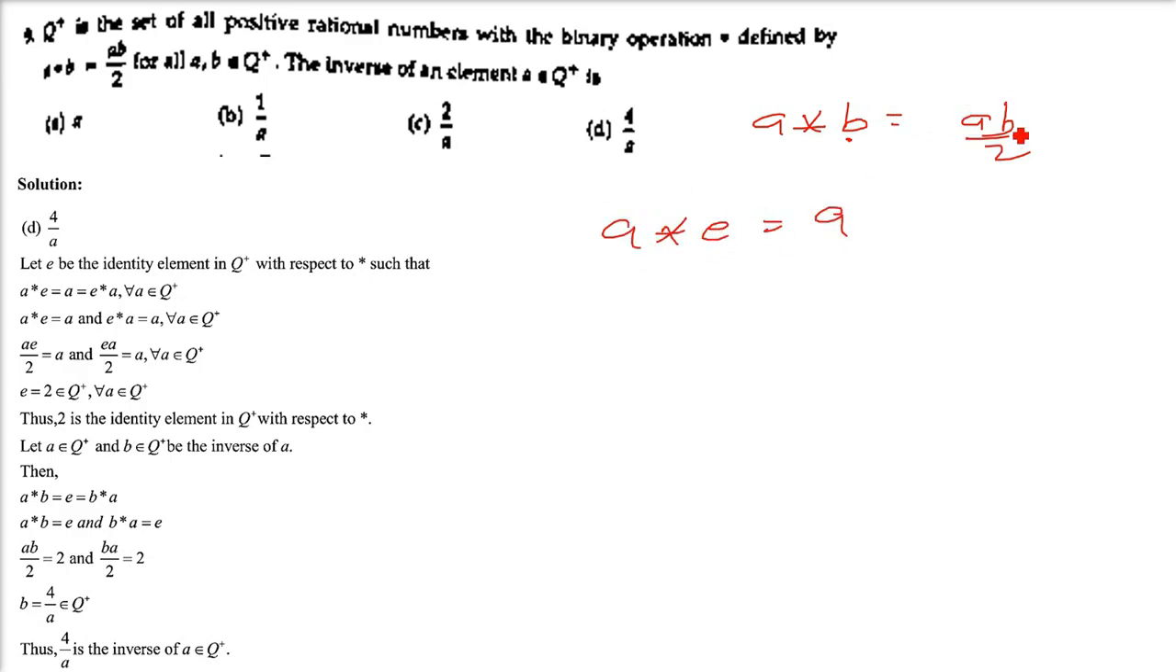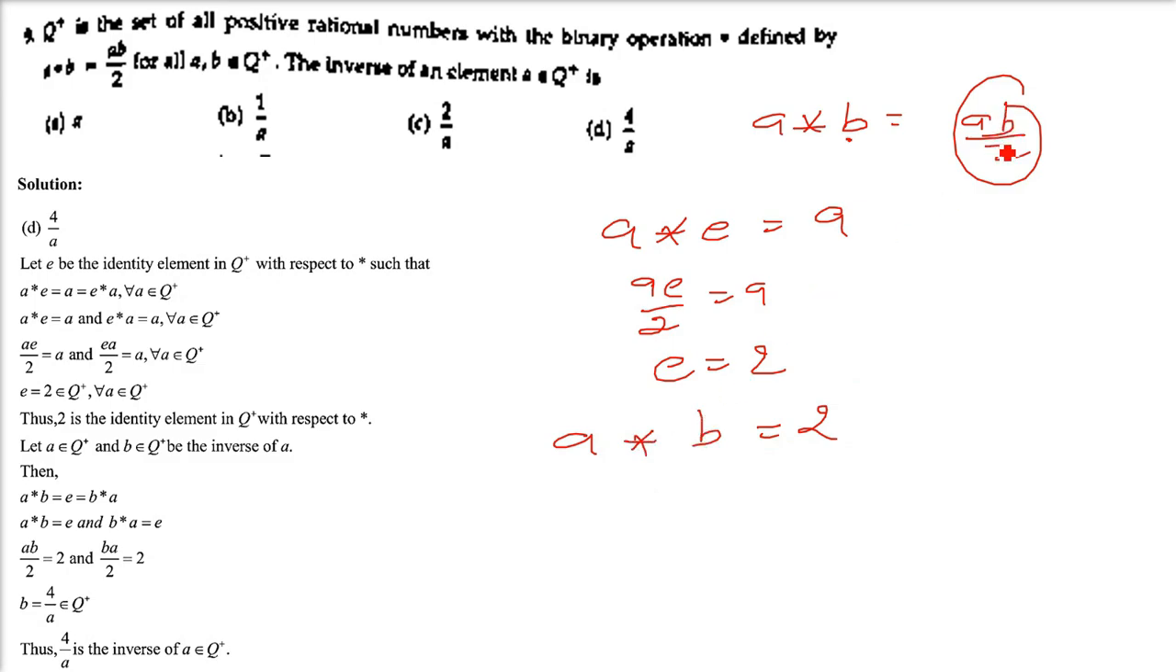Now what is a star e? It is ab by 2, so ae by 2. In place of b, just put e. So what do you get? e equals 2. Now we have to find out the inverse of a. So a operated with a certain value, which is the inverse, let us call it b, should give you the identity element, which is 2. So ab by 2 is 2. Basically b is the inverse of a. What will be b? It will be 4 by a. The answer is D.